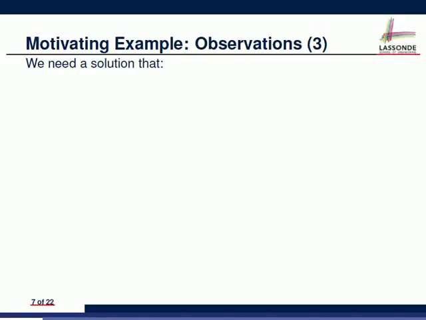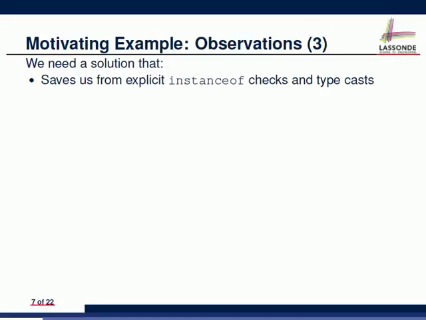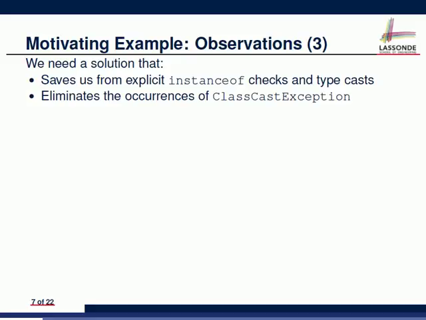Well, it's generics. Okay. Generics solve exactly this kind of problem. So now let's just sketch what a solution should be. We need a solution such that, first of all, we don't want to have any explicit instance of check and any typecast. We just don't want those tedious, error-prone if-then-else statements. They are not useful. And then we don't want any class cast exception either, right? The reason that we put the instance of check in the first solution was because we wanted to avoid class cast exception. Now, not only do we want to get rid of those instance of checks, we also want to avoid class cast exception. So both can be achieved.